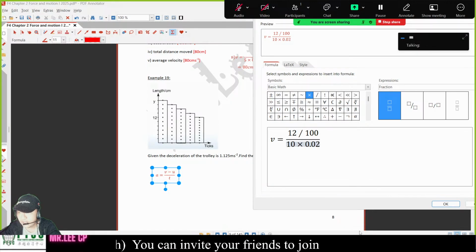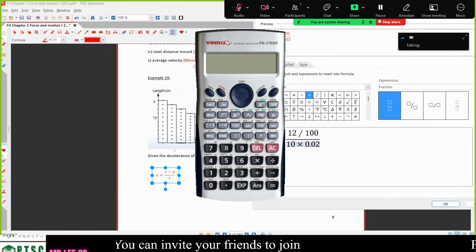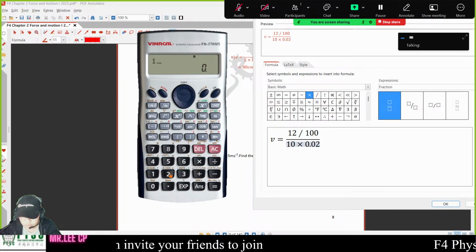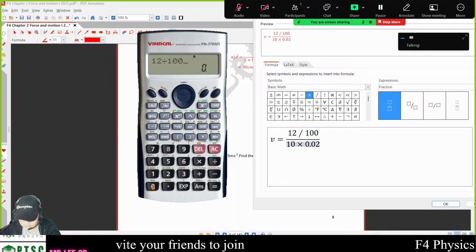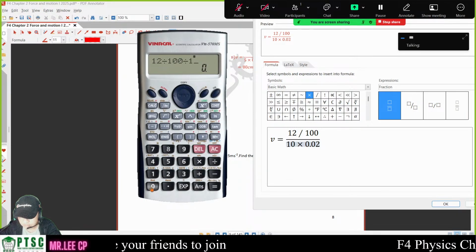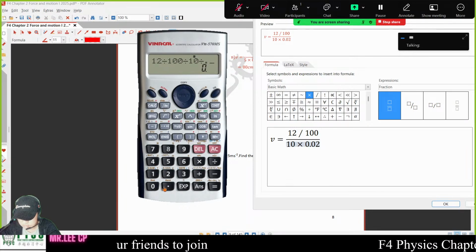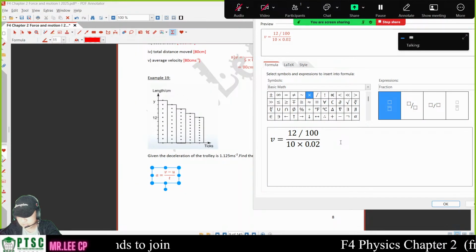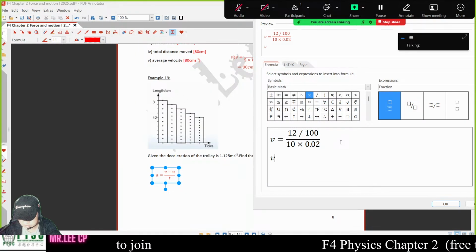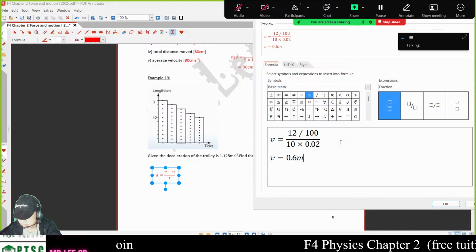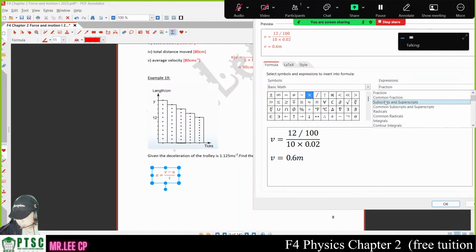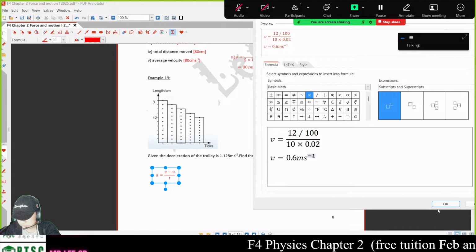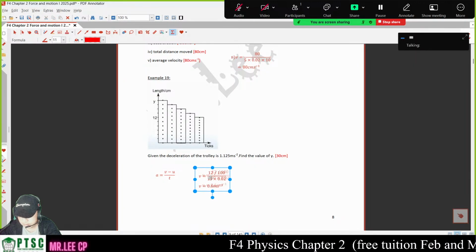So how much is this? 12 divided by 100 divided by 10 divided by 0.02. So what I have is 0.6. My final velocity is 0.6. Okay, so I got my final velocity.